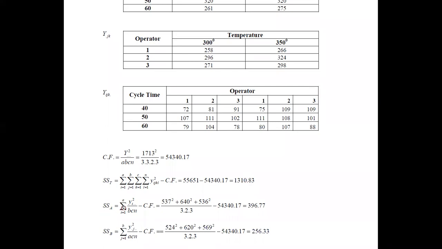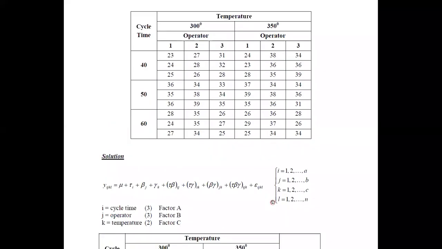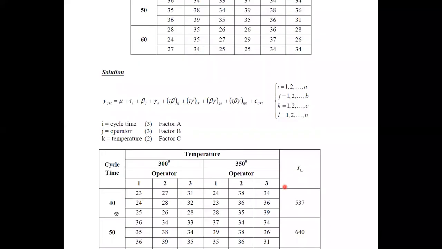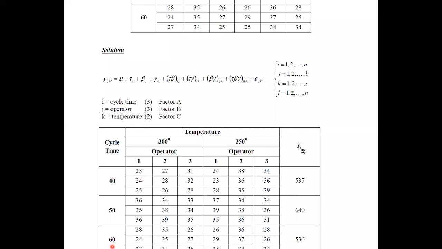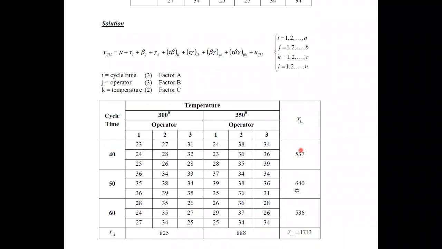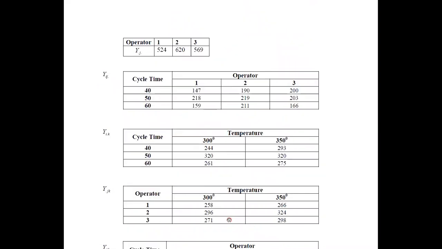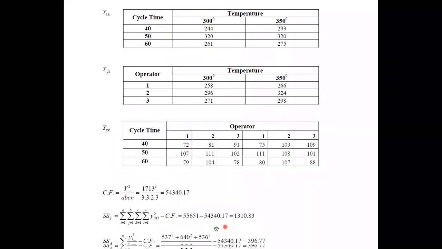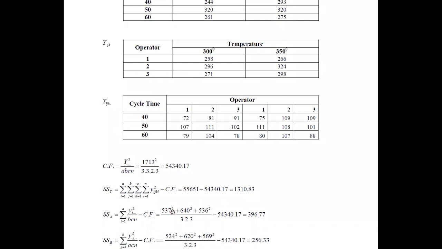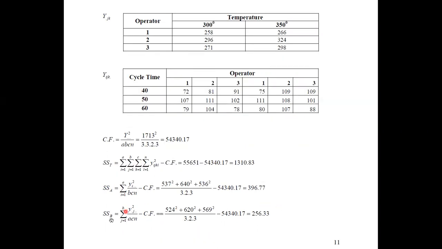To get this value, what you can consider is the values obtained as the row totals. Therefore, here you can see that these are the values associated with factor 1. Therefore, the totals are 537, 640, and 536. Therefore, you can apply it in the calculation. Here you can see the square terms were used and their summations are included. And then this has to be divided by B times C times N, and the correction factor has to be subtracted from here. To get the value for SSB, you have to take the column totals.